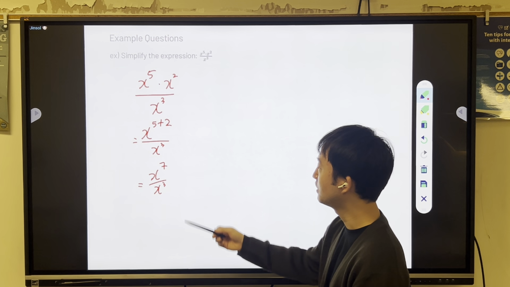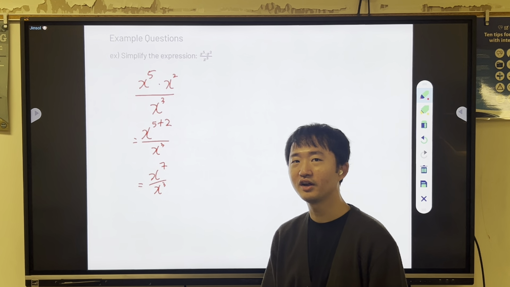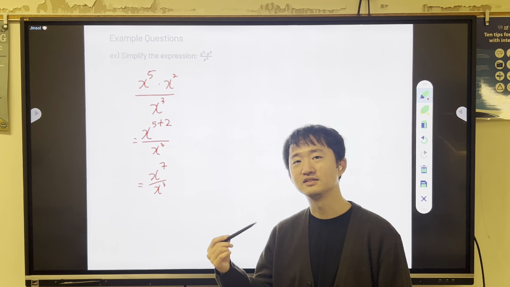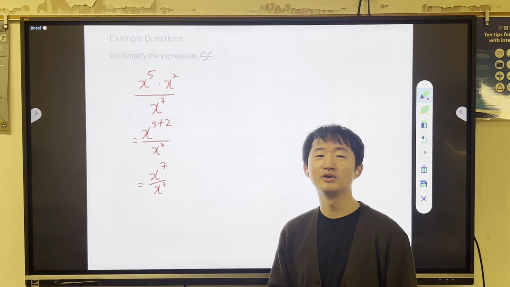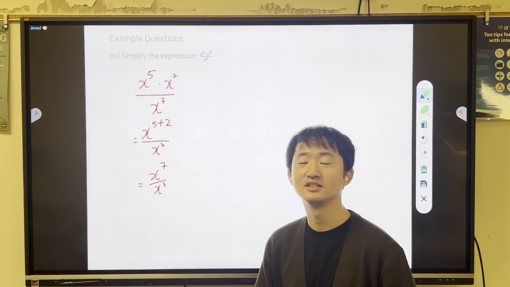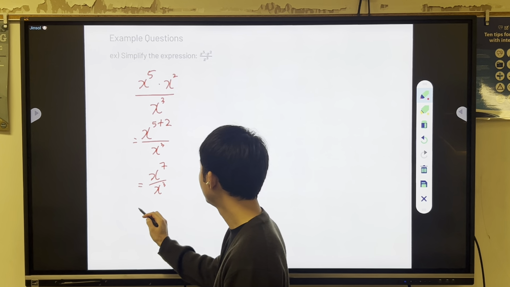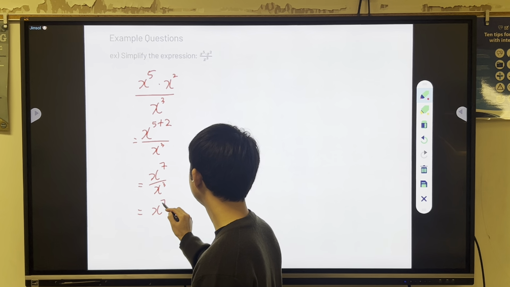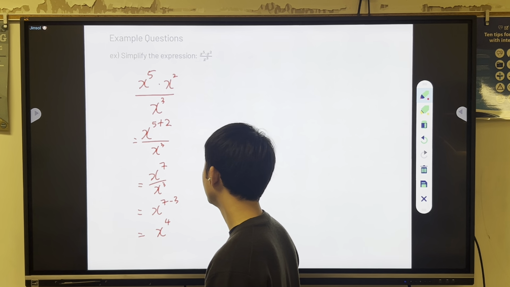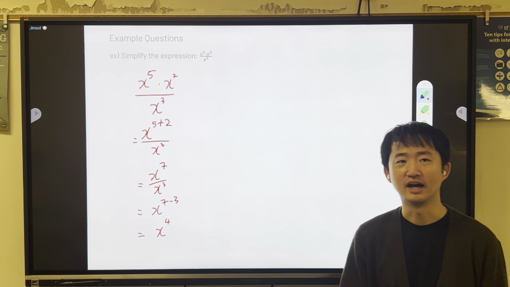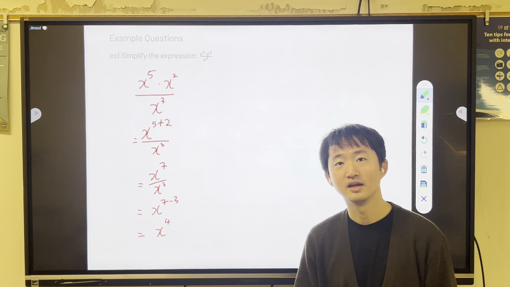And then we have x to the power of 7 divided by x to the power of 3. Another exponent law that I know is that if you have a fraction of powers with the same base, we can subtract the exponents. So that's going to be x to the power of 7 minus 3. And 7 minus 3 is 4. And that is the simplified expression, x to the power of 4.